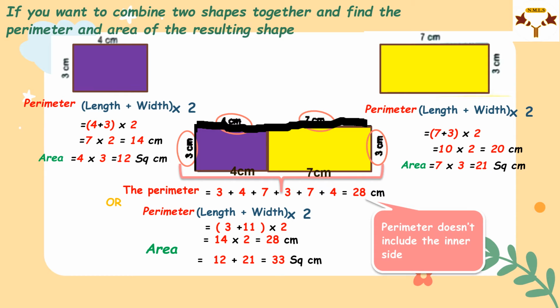And the area will be, here the area for the purple will be 12, and here the area of the yellow will be 21. So it will be 12 plus 21, it will be 33. Or I can get the area in another way. I can make it length times width. So here the width is 3 and the length is 11. So 3 times 11 equals 33.